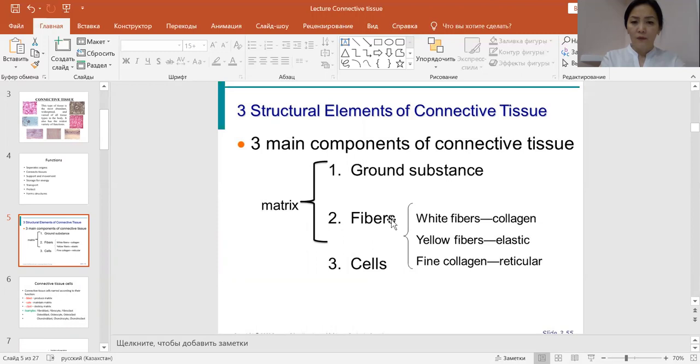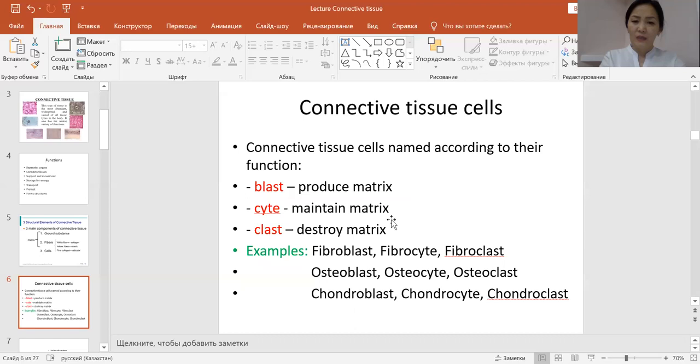If we talk about connective tissue cells, we can divide them according to their function. For example, the group of cells whose names end with the suffix blast can functionally produce matrix. Cells that end with the suffix cyte maintain matrix. And the group of cells whose names end with the suffix clast destroy or break down matrix.